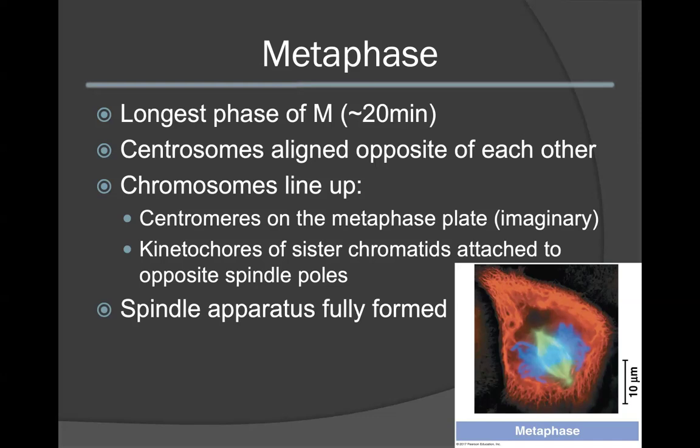This means that the centrosome has now fully grown out all of the microtubules, and all of these microtubules are fully attached to the centrosome. At this point, we are now ready to start pulling apart the DNA to eventually form two daughter cells.